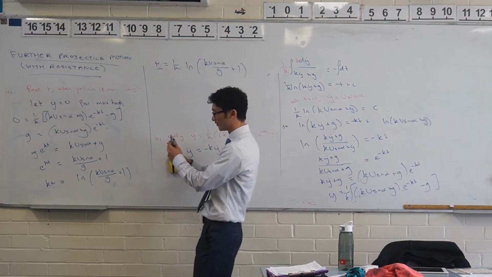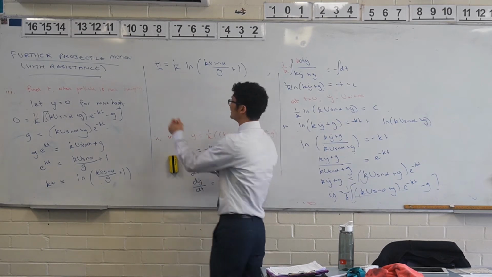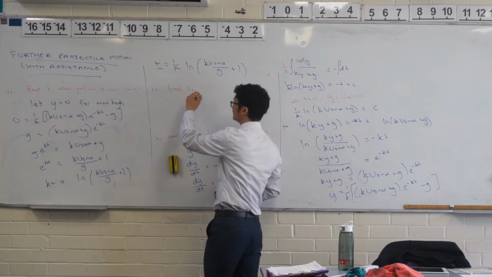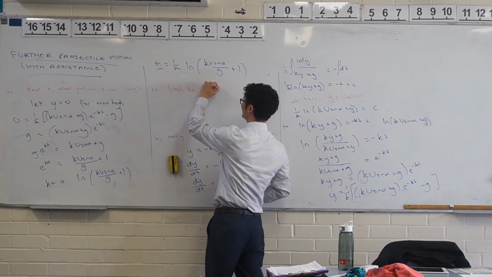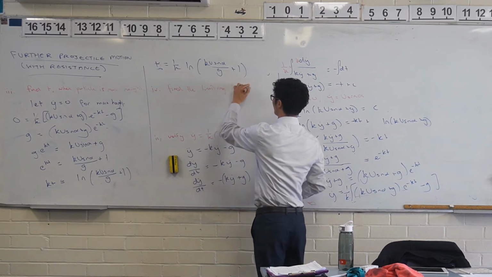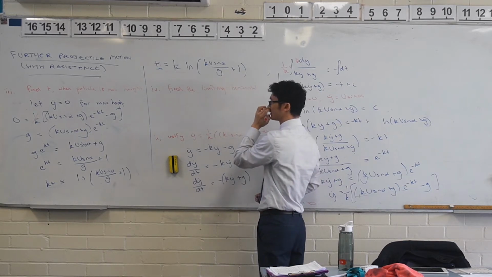Part 4. What was part 4? Oh, that was the one you asked me before. Find the limiting value of the horizontal displacement. Displacement, yeah. Is that like the line there, the asymptote? Yeah, I guess.